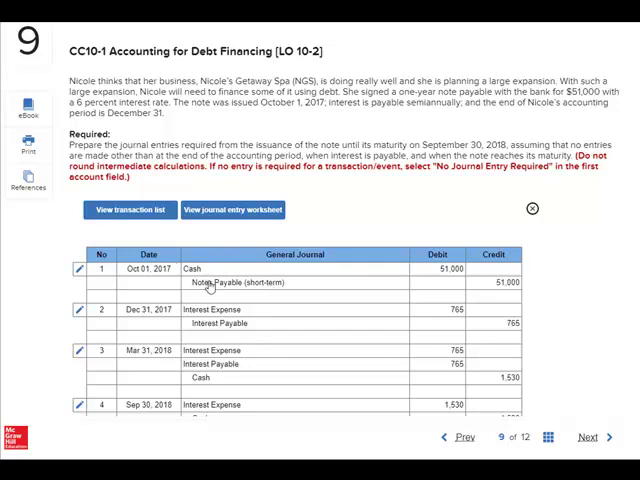I've done that here. And then 3 months later, at the end of December 2017, the company needs to accrue the interest that has accumulated thus far on this loan. It says up here the note was issued October 1st, 2017, and that's just another way of saying that the money was borrowed on this date. And so we need to accrue 3 months interest.